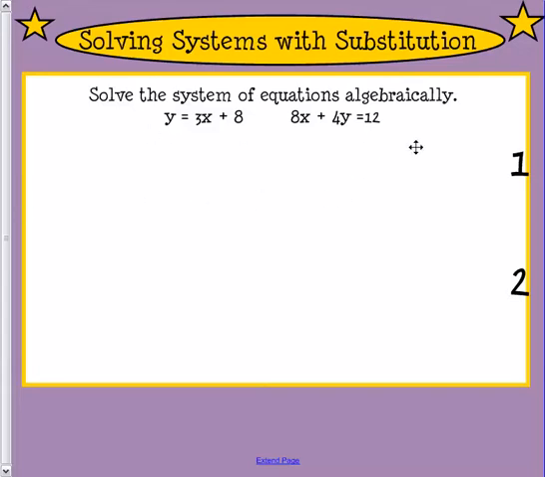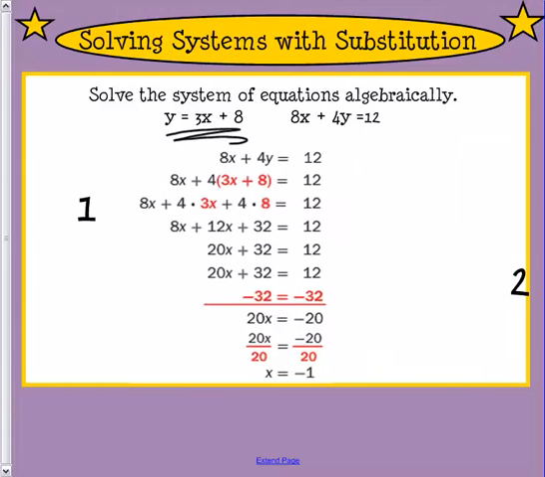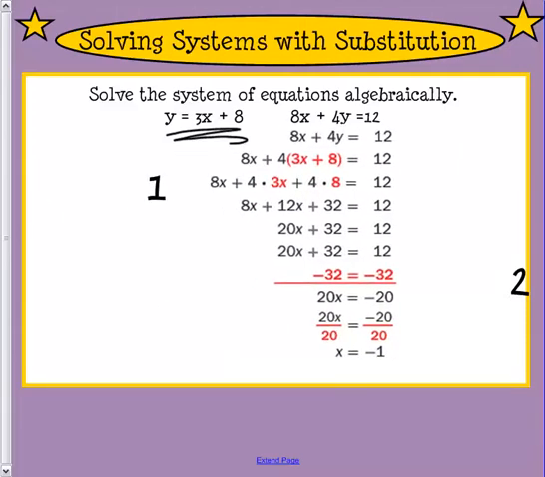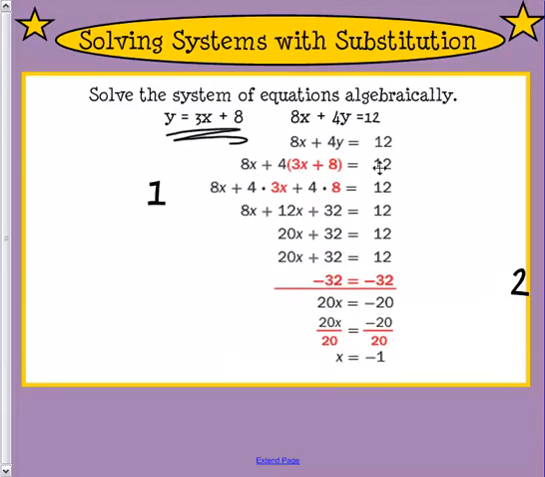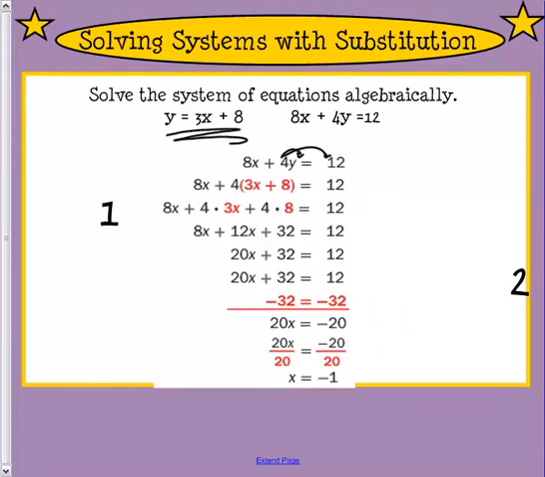So if we don't have them both in standard form, we use one that's in slope-intercept form, and we can still plug this one in. So the first step is to go ahead and plug in the 3x plus 8 into this equation. When we do that, we have to distribute the 4 to both terms, and we get 8x plus 12x plus 32 equals 12. Then we simplify by combining our like terms. 20x equals negative 20, so x equals negative 1. Okay, so that's that step.